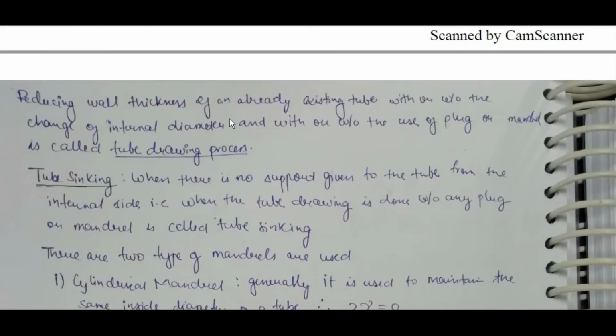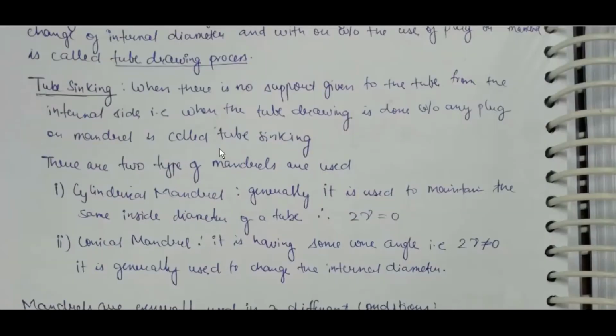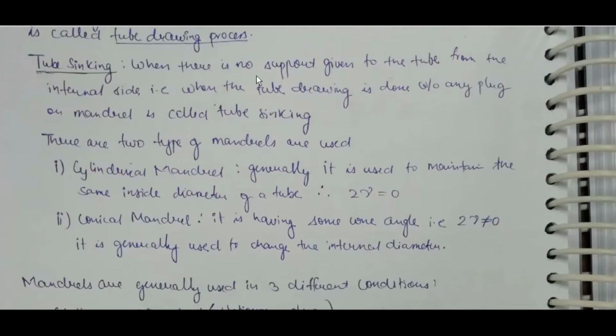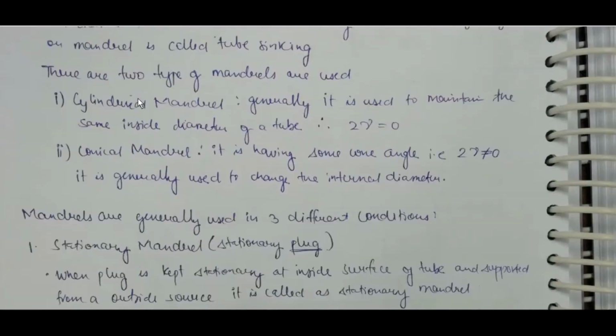Reducing wall thickness of an already existing tube, with or without the change of internal diameter and with or without the use of plug or mandrel, is called the tube drawing process. Tube sinking: when there is no support given to the tube from the internal side, that is, when the tube drawing is done without any plug or mandrel, it is called tube sinking.